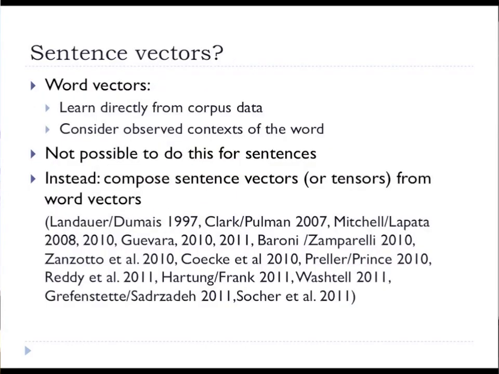So, but what are sentence vectors in the first place? So word vectors you can compute by just looking at all the contexts in which a word has occurred. You can also do that for short phrases, but as phrases get longer, you cannot do that anymore because they just don't occur often enough that you could get a distributional profile for them. Instead, what people do is to compose the word vectors, so put them together in some way to get sentence vectors.